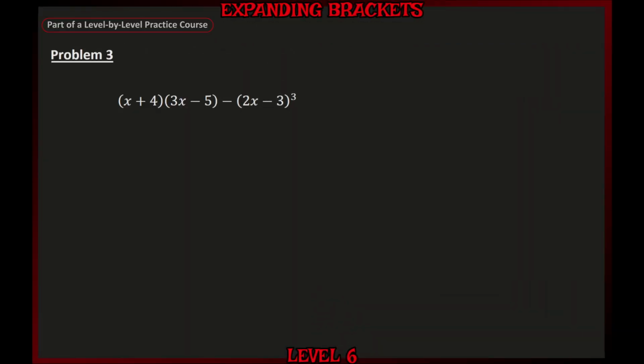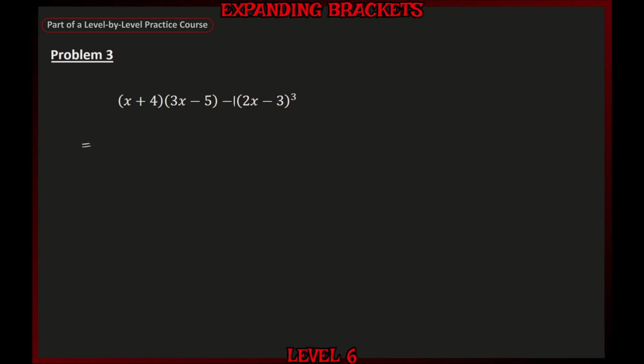In problem 3, we're expanding and simplifying x plus 4 times 3x minus 5 minus 2x minus 3 cubed. To start, we're going to expand and simplify the first two brackets, but we also need to look at the bracket at the end that's being cubed. And in front of that bracket we have a minus, and this means that we have a minus 1 there. So at some point we're going to be multiplying a bracket by minus 1.